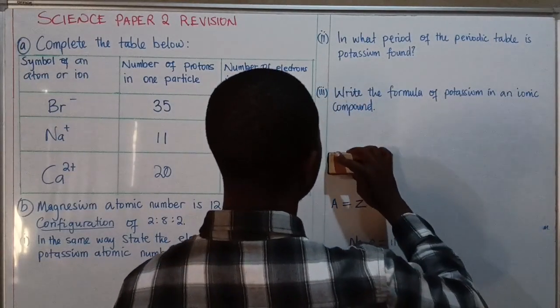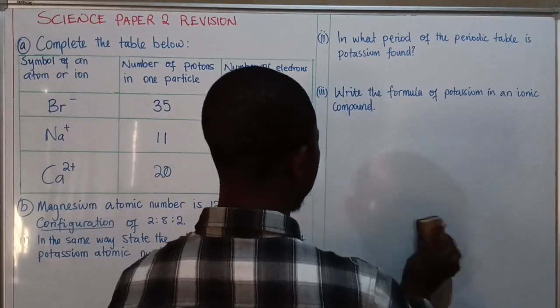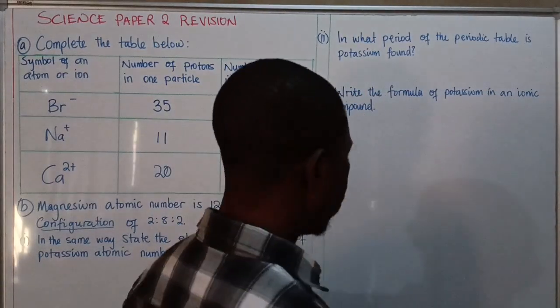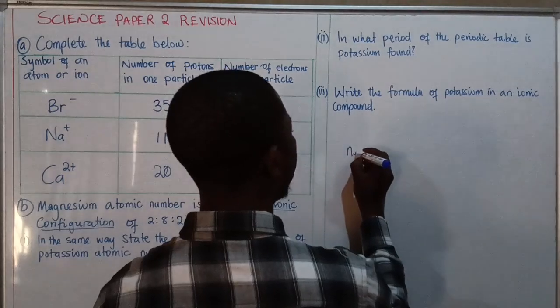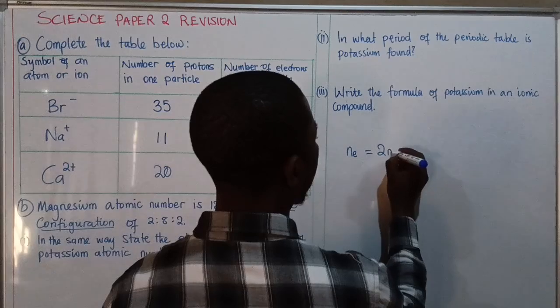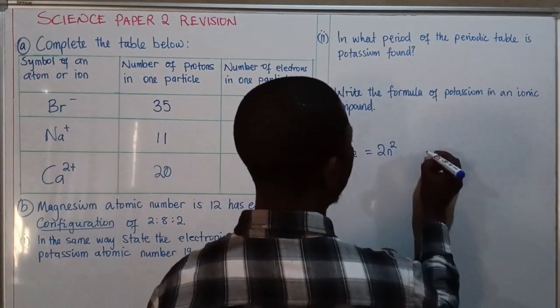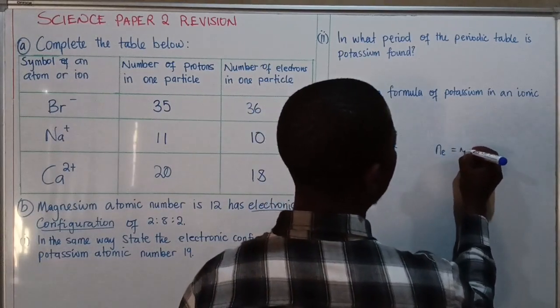I have to teach you something, guys, for you to be one of my followers. I think you have just to know these things. So this is the formula which we use. Any number of electrons is equal to 2n to the power 2. So let me just explain. I'm using this Ne to represent the number of electrons.